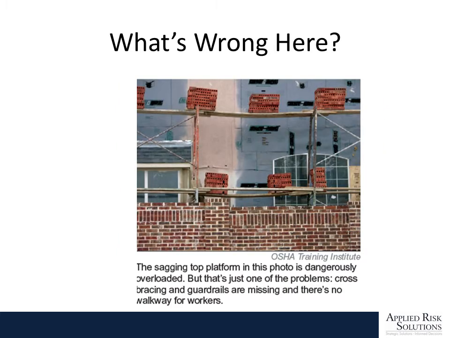What's wrong here? Well, pretty much everything. No mid rails, no toe boards. It's overloaded, obviously. Looks to me like the whole thing's just going to collapse. If somebody walked across there, it would be the straw that broke the camel's back.